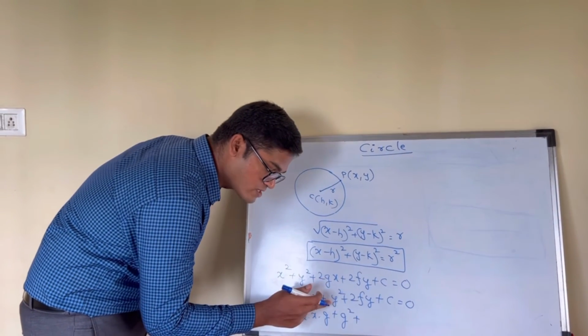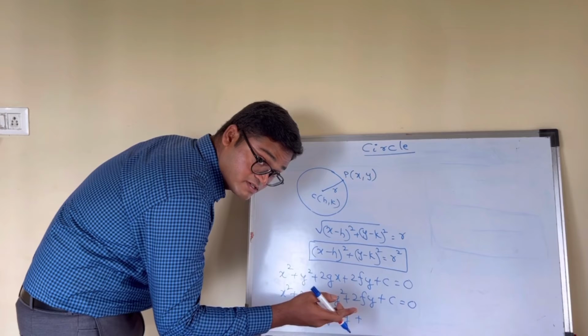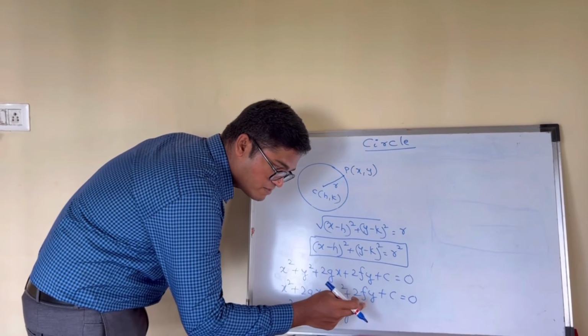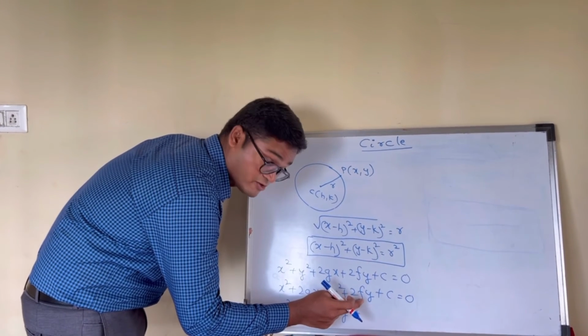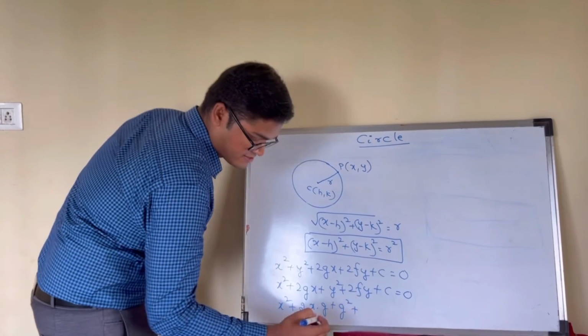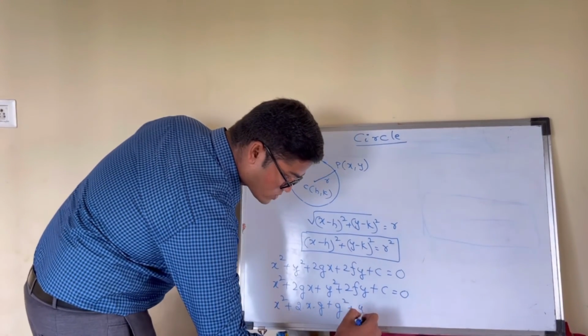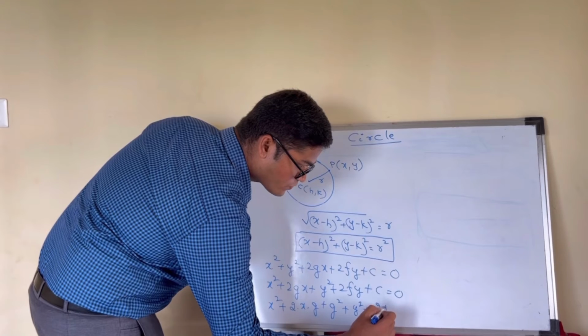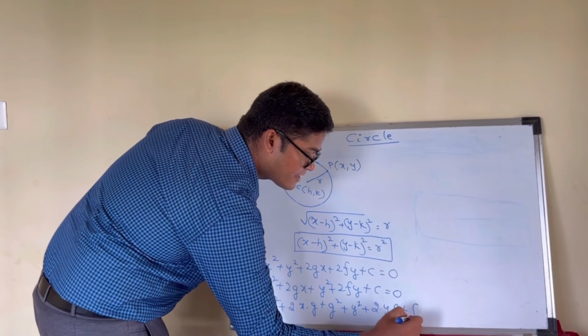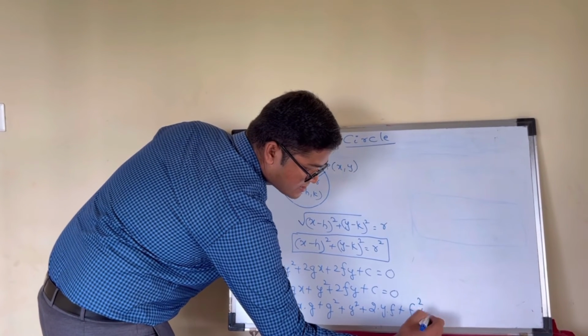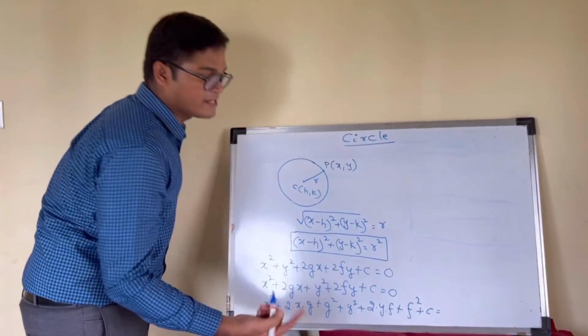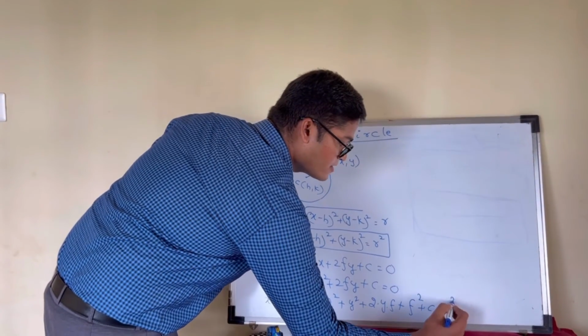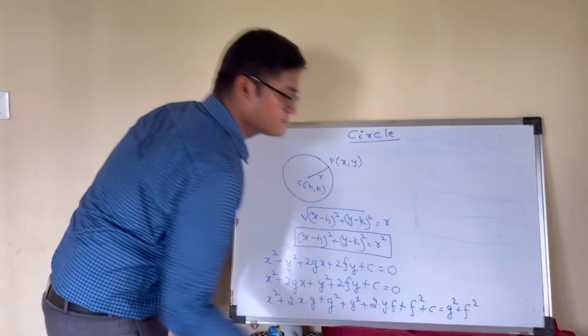Next, similarly, y square plus 2f into y. If you consider these y terms, there is a square and 2 into b, but b square is not there, that is f square is not there. So I'm going to add f square on both sides. So y square plus 2 into y into f plus f square plus c is equal to, on both sides we're going to add g square, right? So we're going to get g square plus f square.